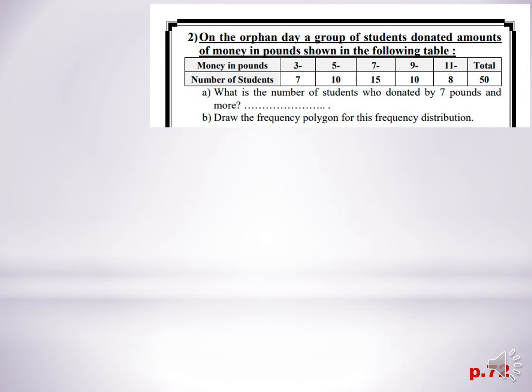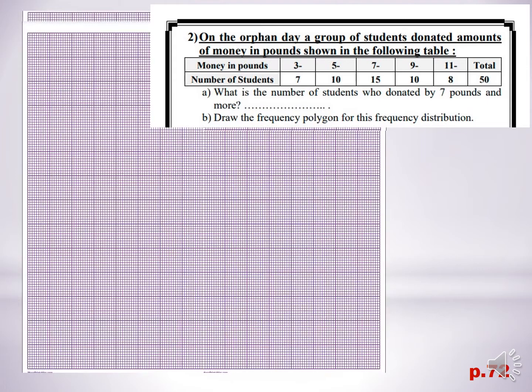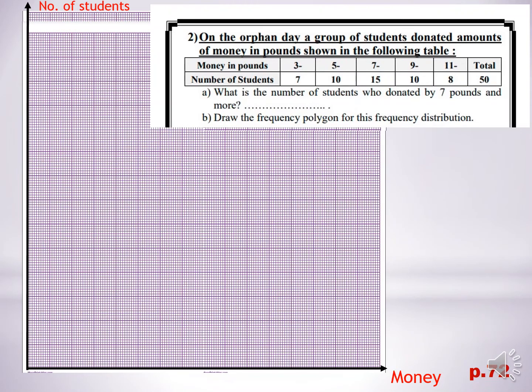I have to draw the frequency polygon for this frequency distribution. Okay, first I have to bring my graph paper. I will put my x-axis and my y-axis. I have to plot the money in pounds on the x-axis and the number of students on the y-axis. I will put the amount of money as it is. First, I have to put my origin point, 0, and then I will divide every one square like this.